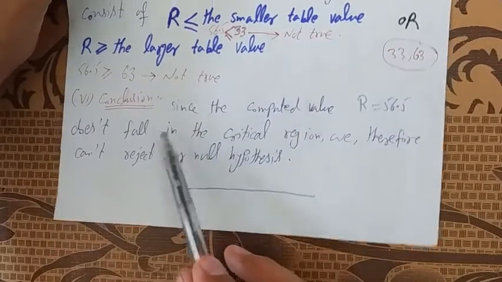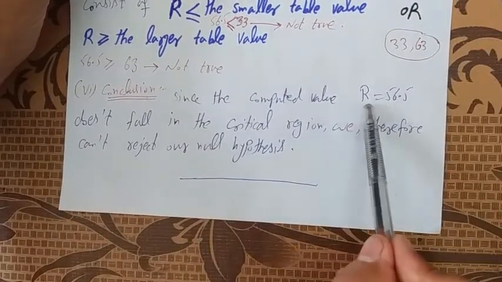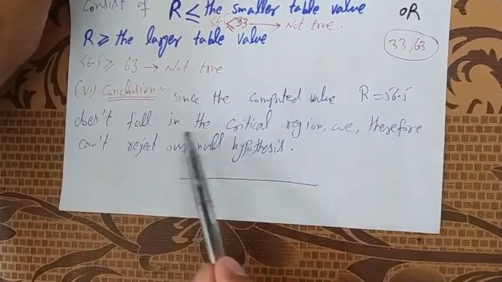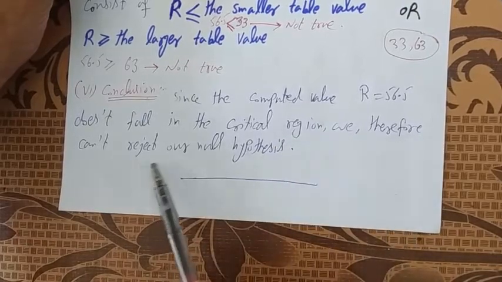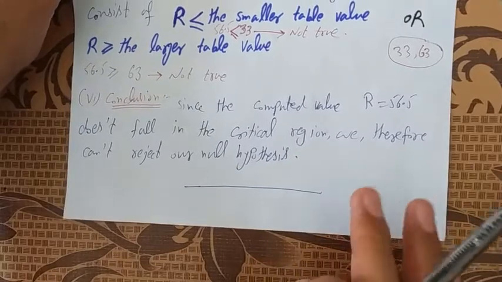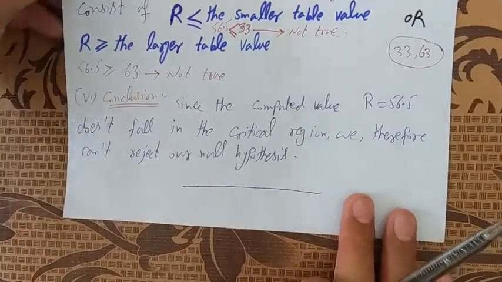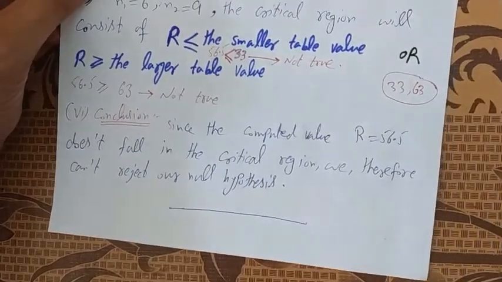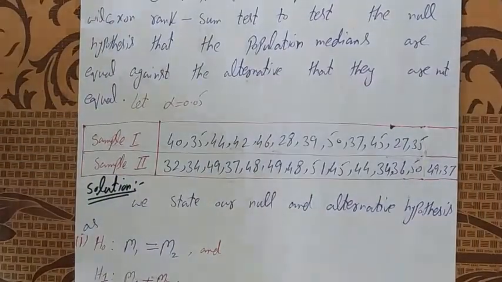So the conclusion is, since the computed value capital R equal to 56.5 does not fall in the critical region, we therefore cannot reject our null hypothesis. Okay, students, this is one problem, and now let's check another problem for the Wilcoxon rank sum test.